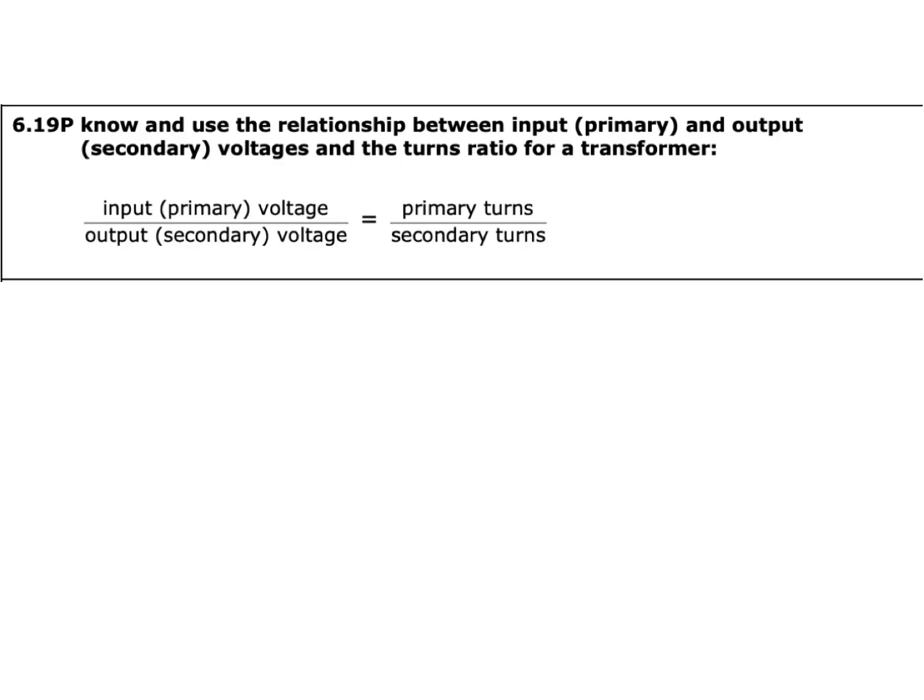And we can see that the relationship that we saw in the last example has an equation. So 6.19 is to know and use the relationship between the input primary and output secondary voltages and the turns ratio for a transformer. So our equation for that will be input primary voltage, VP, that was our 10 volts in the previous one, over V secondary, is equal to N primary, 4 in the previous example, over N secondary, which was 8 in the previous example, and therefore that's where I got that the V secondary was 20 volts from.